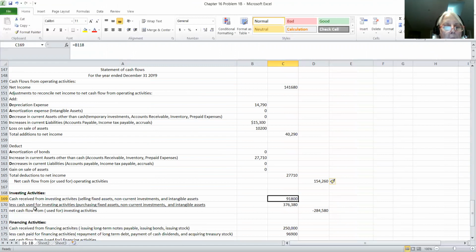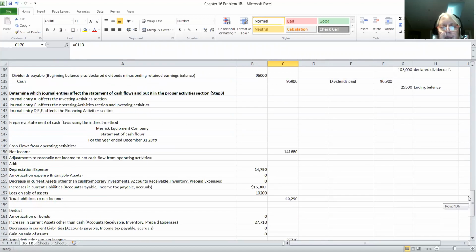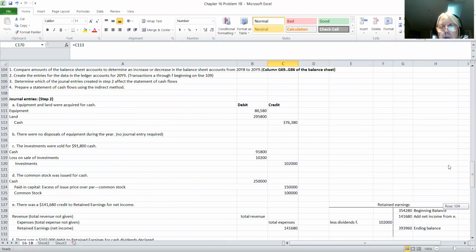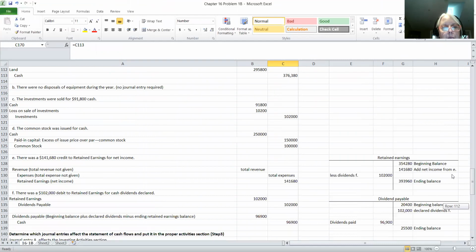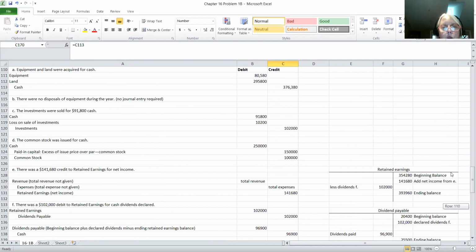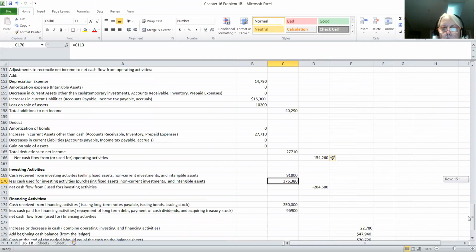We also bought some land and some equipment. And the total of the land and the equipment that we bought was 376,380. And that's where you get that amount there.